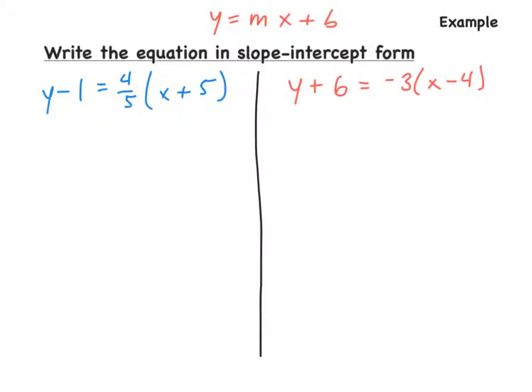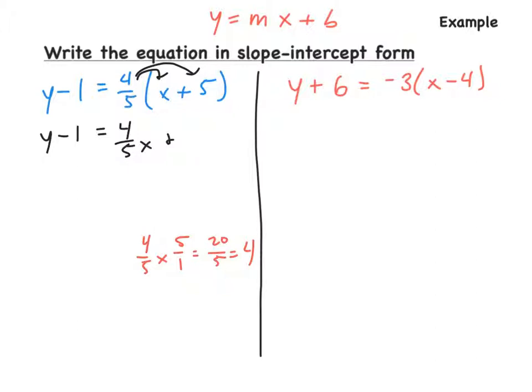So this first one, we're going to do the distributive property first. So when we do that, y minus 1 is equal to 4/5 x. Now, 4/5 times 5, write that as 5 over 1. It's equal to 20 over 5, which is equal to 4. So 4/5 of 5 is equal to 4.